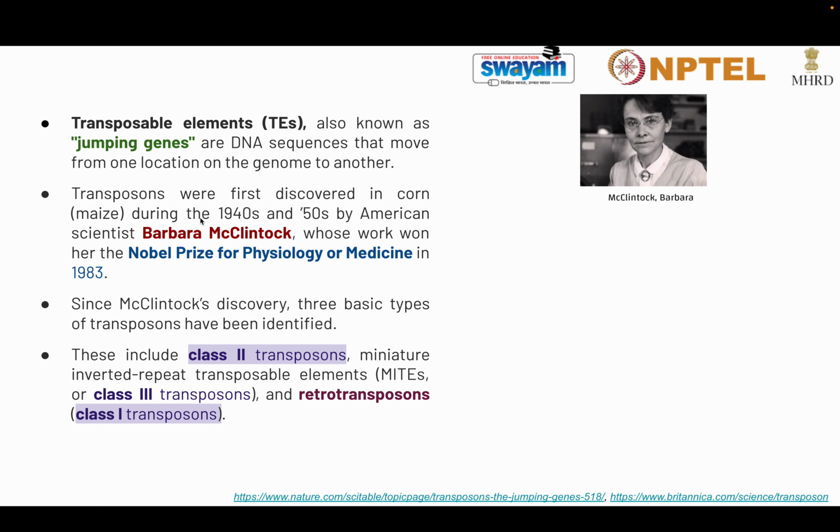Earlier she discovered them in the 1940s and 50s, but the people at that time were not accepting this work. They were a bit curious. They were not believing that this thing could exist. But with experiments and a lot more research, she could prove it, and then she got the Nobel Prize in 1983. Since McClintock's discovery, there are three basic types of transposons which have been identified till now. Which are class 2 transposons, then miniature inverted repeat transposable elements, also known as MITEs, or class 3 transposons, and retrotransposons. And among these three, class 1 and class 2 transposons are mainly observed and well studied.